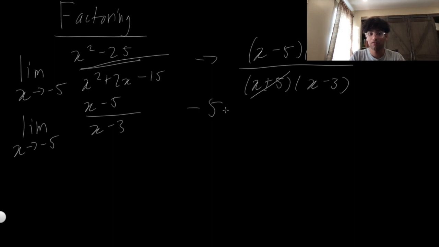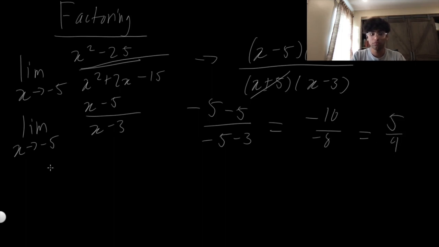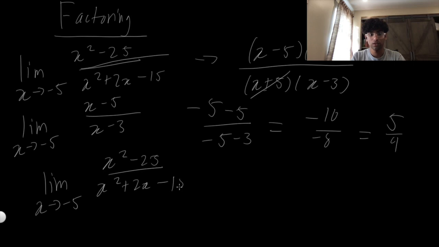So we get -5 minus 5 over -5 minus 3. It's going to simplify to -10 over -8, and this is just going to simplify to 5 over 4. So the limit as x approaches -5 of x squared minus 25 over x squared plus 2x minus 15 is going to be equal to 5 over 4.